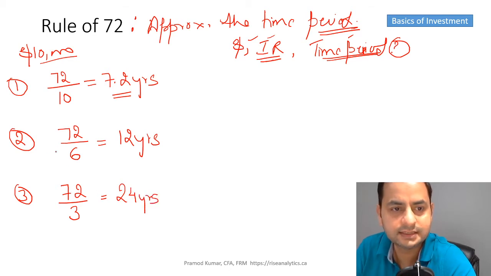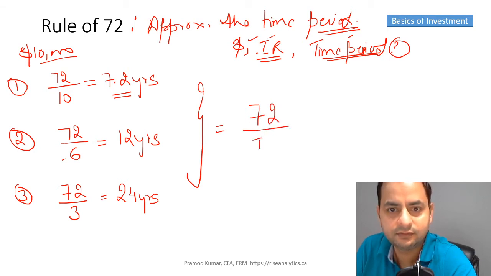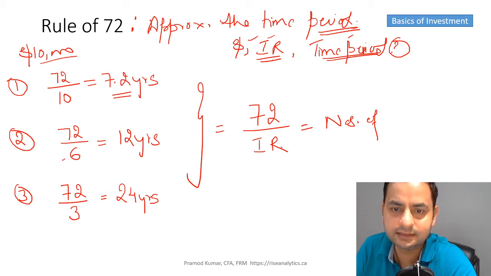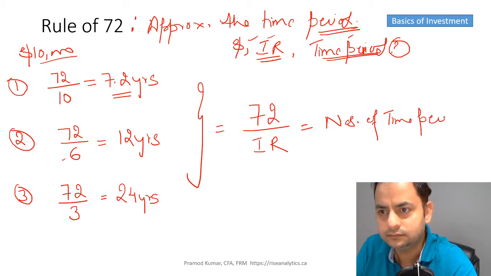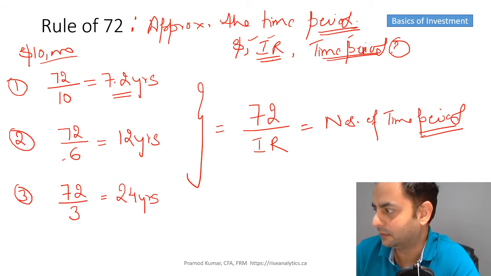Make sure this number is the stated interest rate. So what we can derive here is that if we have the number 72 and divide it by the given interest rate, then we will get the number of years, the number of periods. If I'm taking this as annual, then it will come out on an annual basis as well. So that's the easy formula. That's the easy way of doing it.